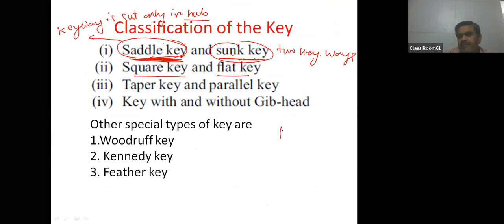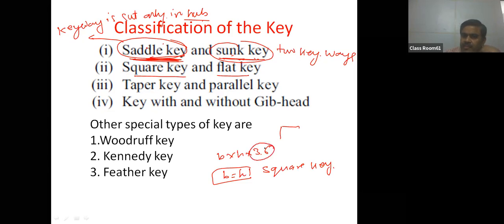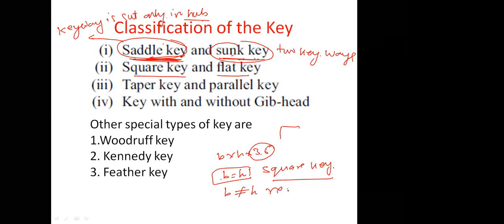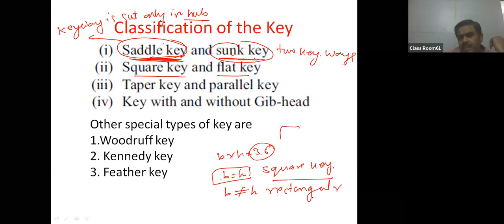So a square key is when the width and the thickness of the key are designed with the help of B by H by 36. When B equal to H, the width of the key and the thickness of the key are equal, then that key is known as a square key. Okay, and this is the length of the key. When width and thickness are not equal, then it is termed as a rectangular key, or you can say it is a flat key. So flat key and rectangular key are the same.